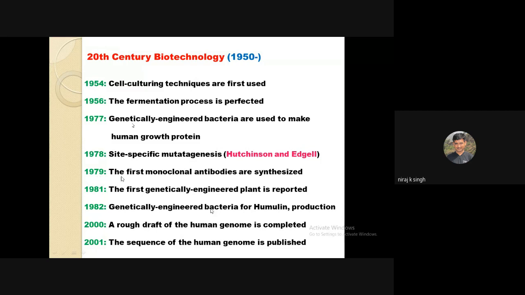In 1979, the first monoclonal antibody and hybridoma technology was produced. In 1981, genetically engineered plants were produced. In 1982, genetically engineered bacteria were produced for the production of human insulin, which is nowadays known as Humulin. A very big breakthrough happened in the 2000s when the first draft of the human genome project was prepared. In 2001, this draft was published in the Nature and Science journals.